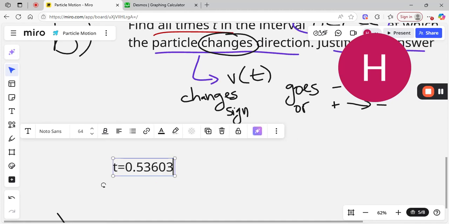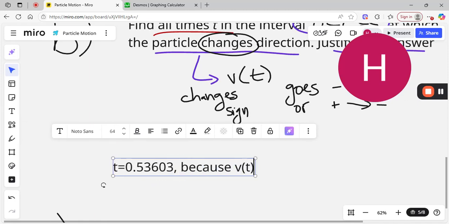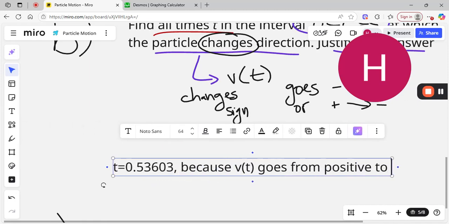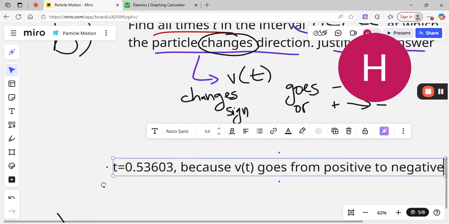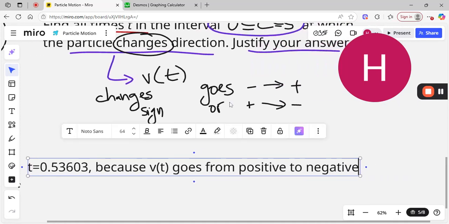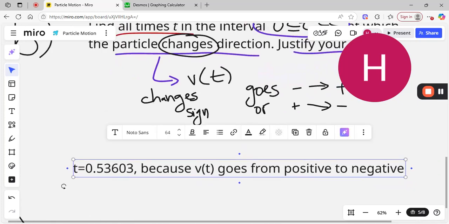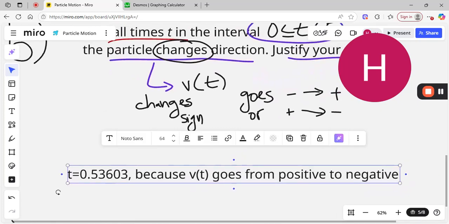So we have t equals that, because velocity goes from positive to negative. You can just say something simple like that. You can use the symbols if you want, if you're kind of lazy like me and most math people, but if you want to make sure that you're getting those points, you can just write from positive to negative.